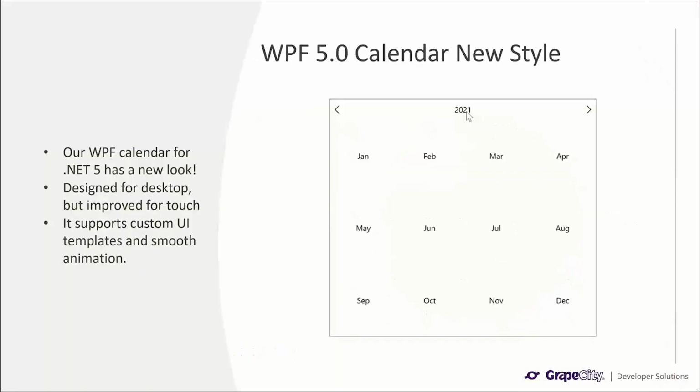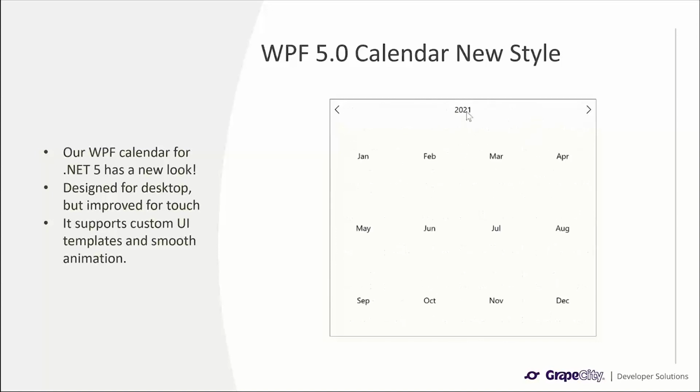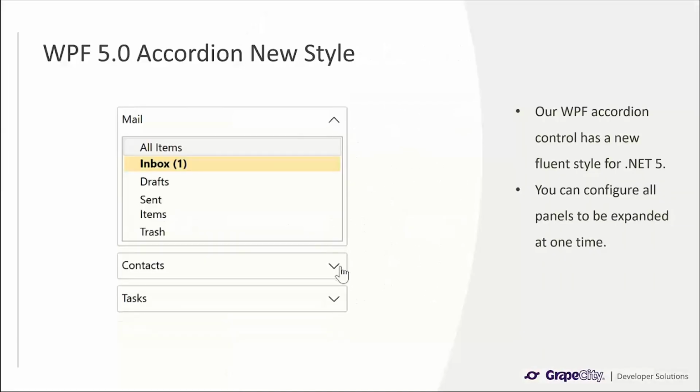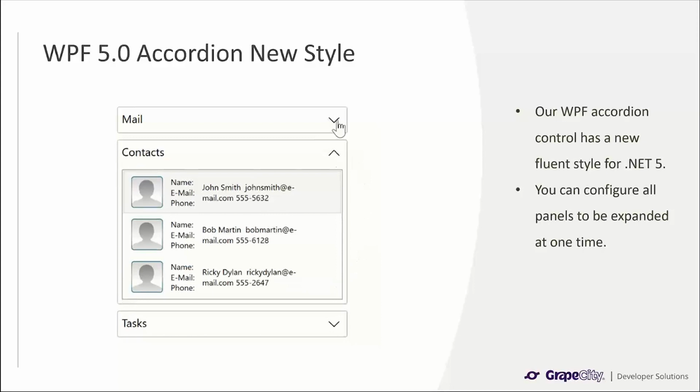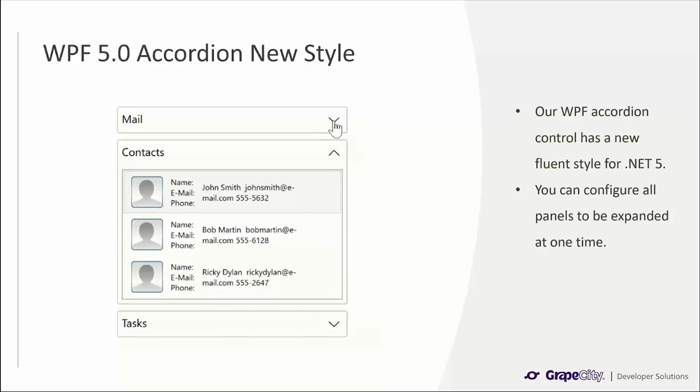With our .NET 5 WPF controls, you'll notice a new style for some of them. We call it a fluent or more modern style. This includes the new C1 Calendar for WPF. And this calendar supports custom UI templates, smooth animation, full touch support. Our WPF accordion control also has a new fluent style for .NET 5. It's more than a traditional accordion because you can configure all the panels to be expanded at one time.